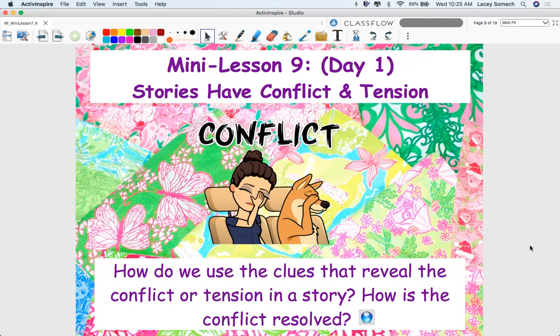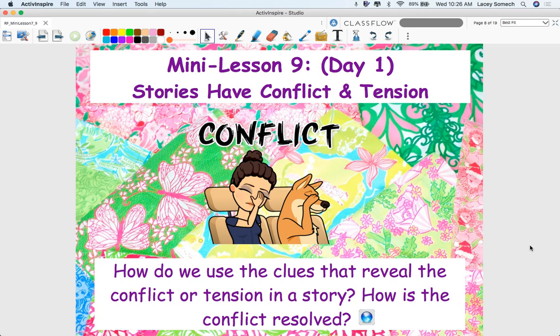Now we're going to get to know what we mean by that, but we're also going to learn as readers how we use the clues from the story to reveal the conflict, and then also how that conflict is resolved. Because we've talked about resolution, and I know last week, before Thanksgiving break, we did have some questions about what the resolution of the story was, and I know we still need to work on that a little bit. So let's spend a couple of days on that.